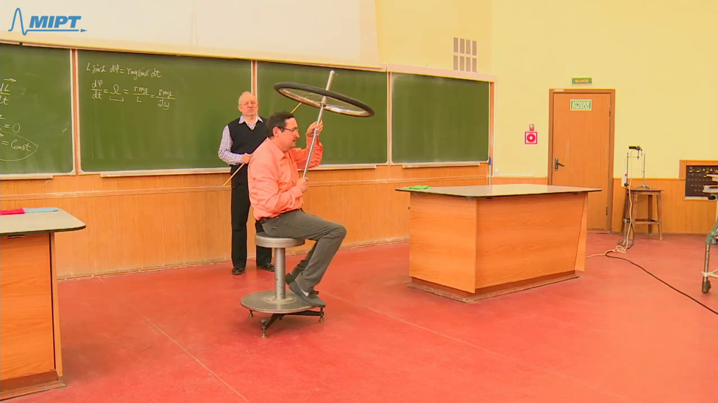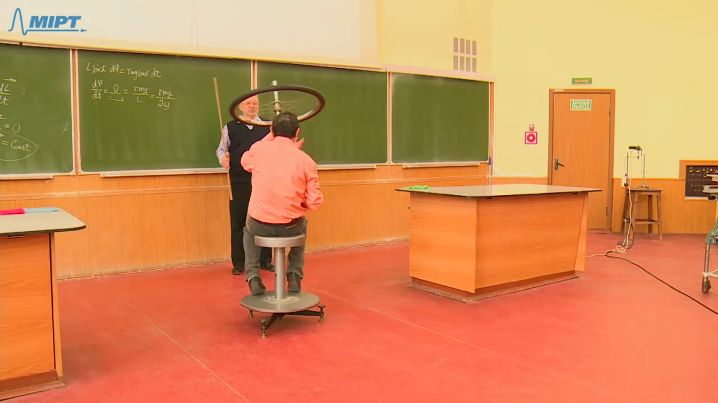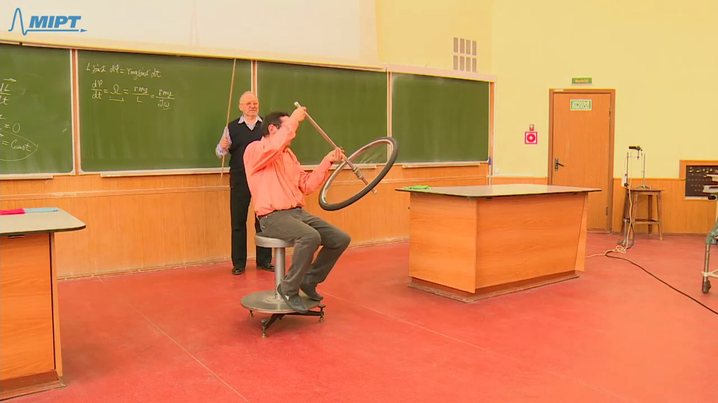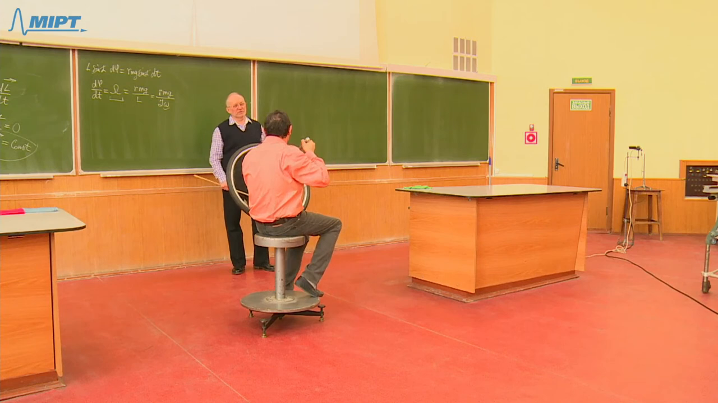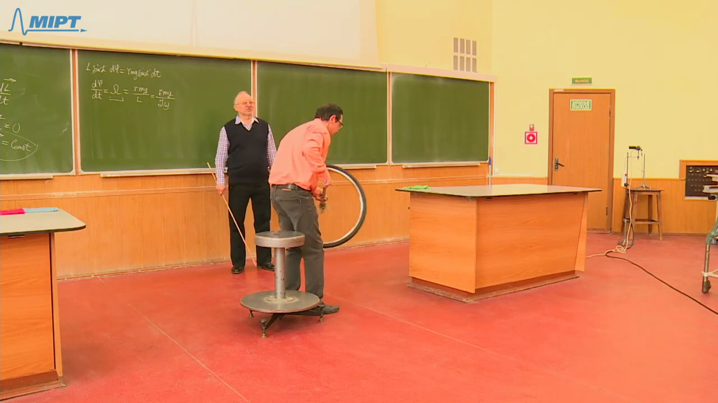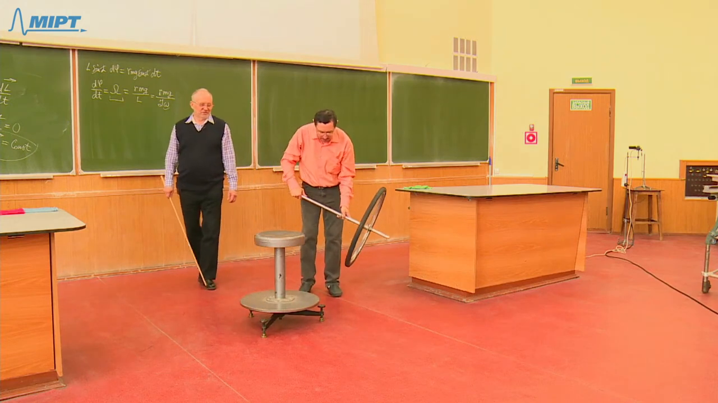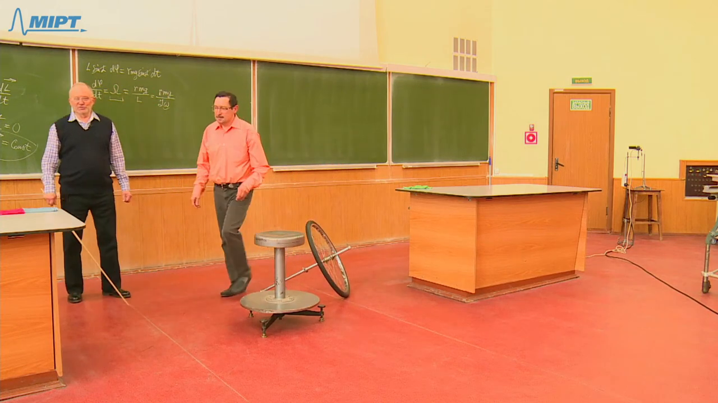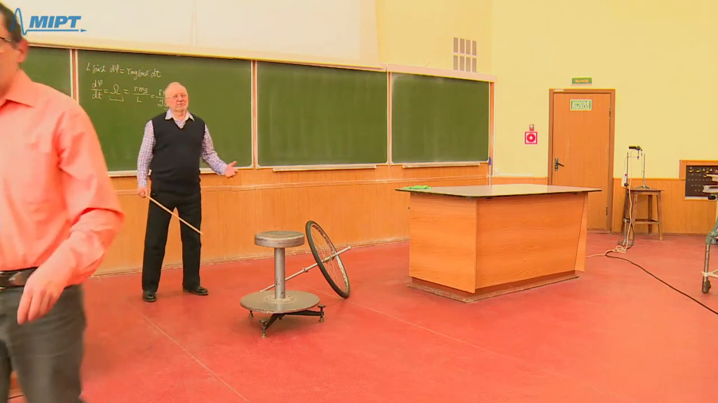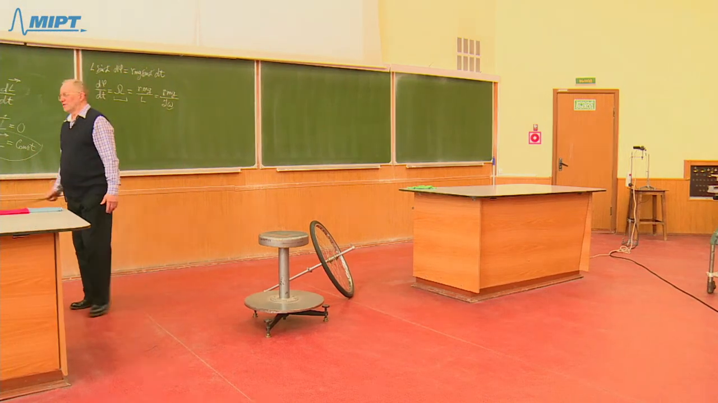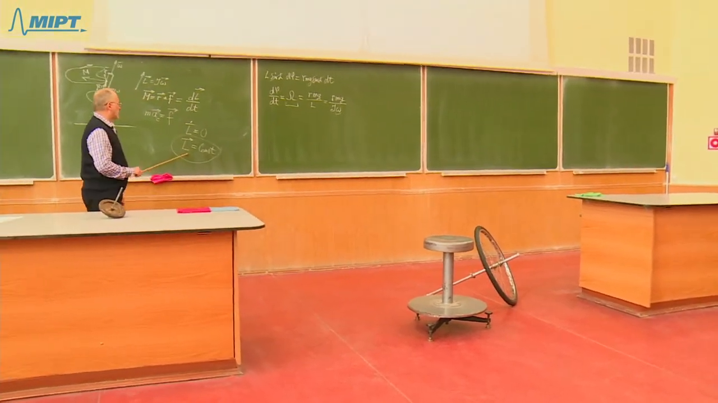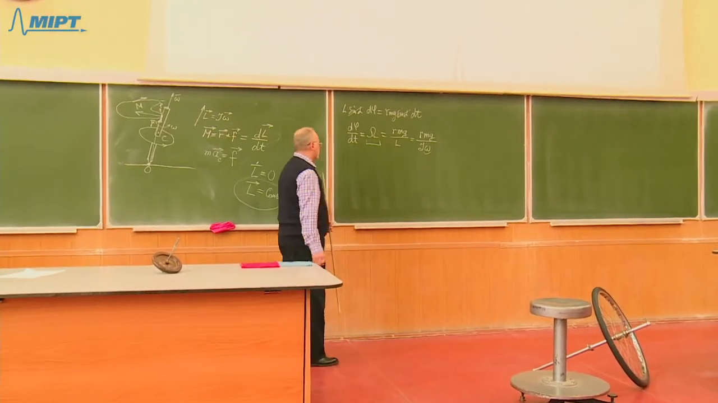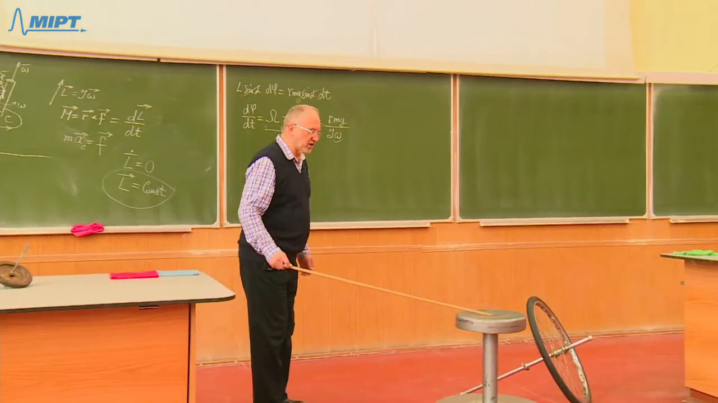So what phenomenon is here? There are no external torques acting on the system of material bodies here. No external torques, it means that the angular momentum of the system is conserved. So if something inside the system changes, then in order to keep the total angular momentum constant, we observe some internal rotations occurring either in one direction or in another direction because of this law of momentum conservation.